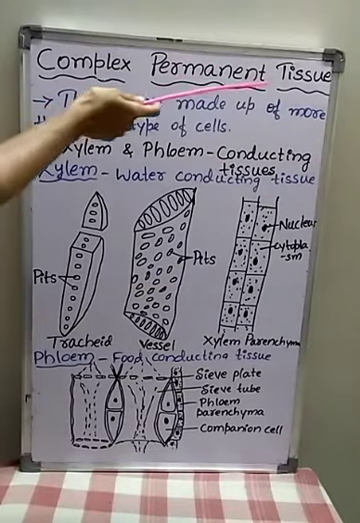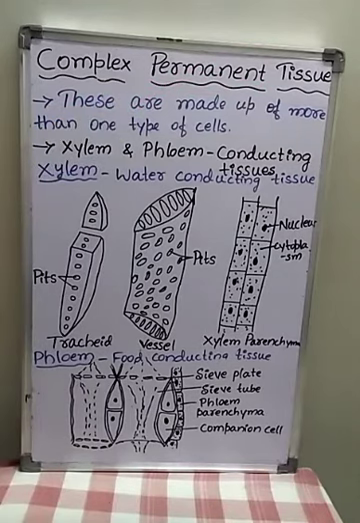Simple permanent tissues are the tissues made up of the same type of cells. Parenchyma, collenchyma and sclerenchyma are the simple permanent tissues present in the plant body.